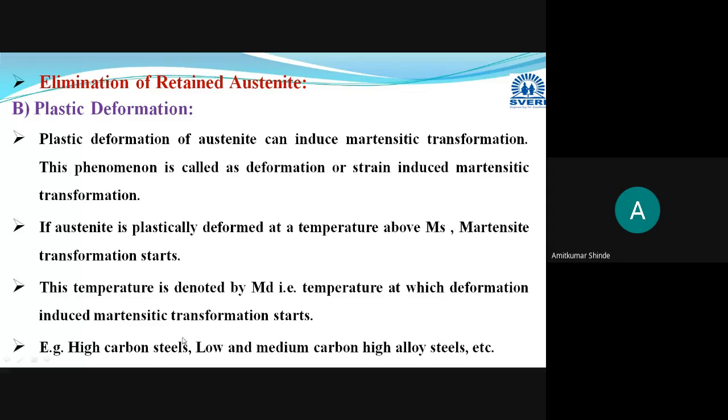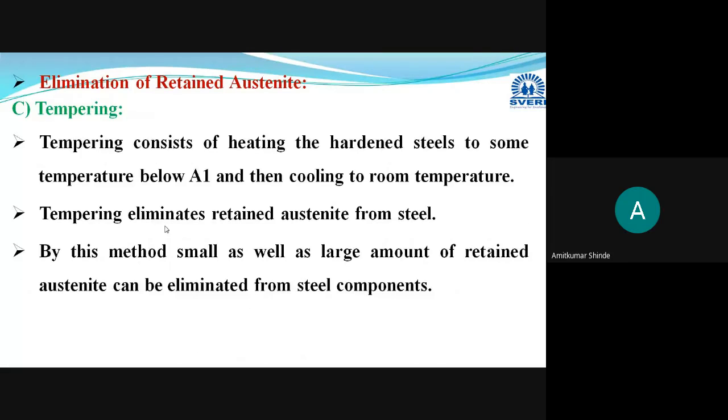It is used for eliminating the retained austenite present in high carbon steel components, and in low and medium carbon high alloy steels. You can simply write high carbon steel and high alloy steels. From those we can eliminate the retained austenite by conducting this plastic deformation process. Then the last method of elimination of retained austenite is to perform the tempering heat treatment process.